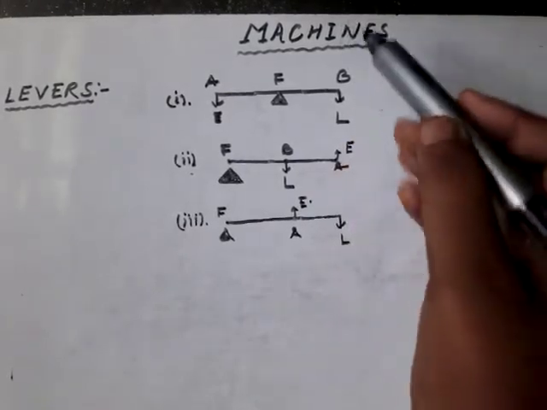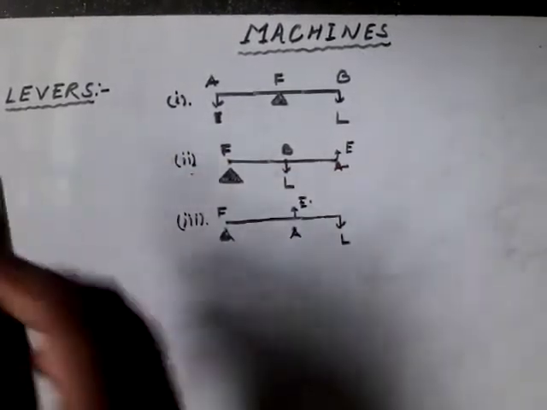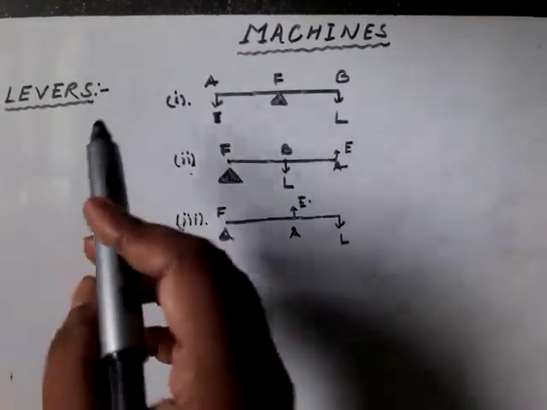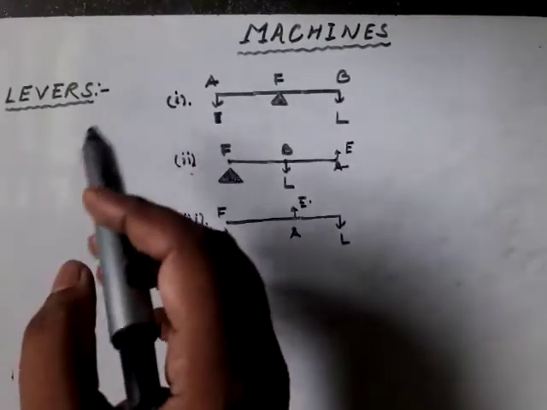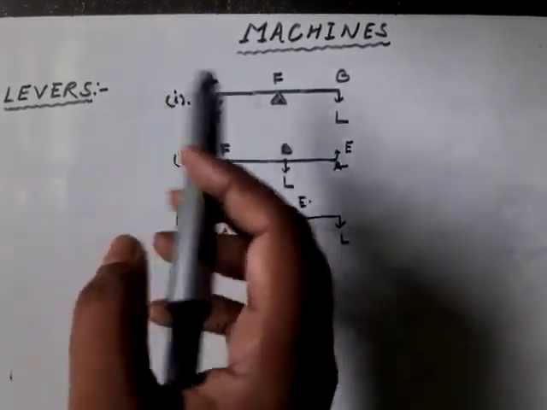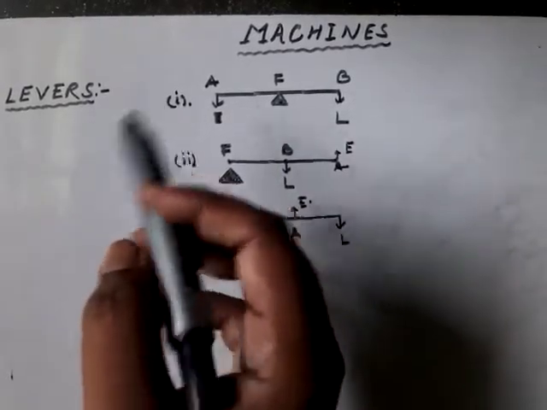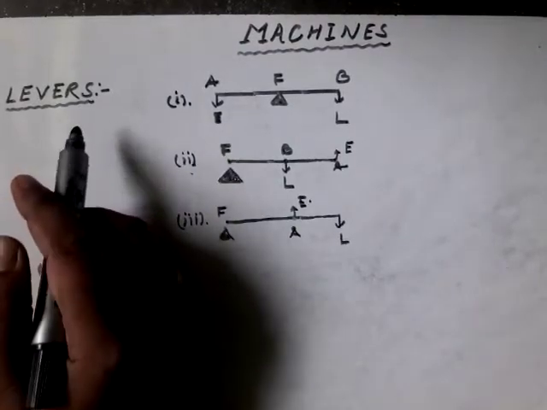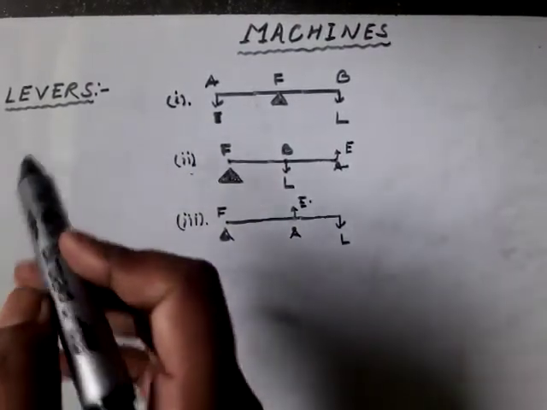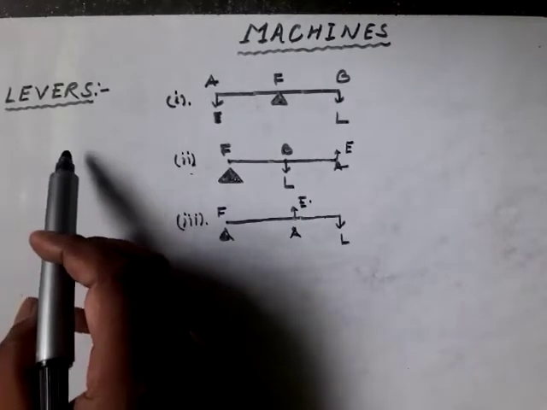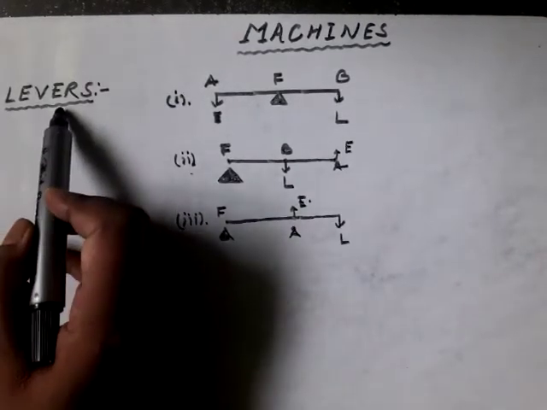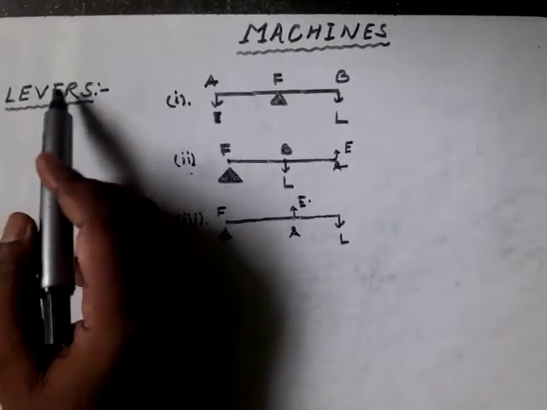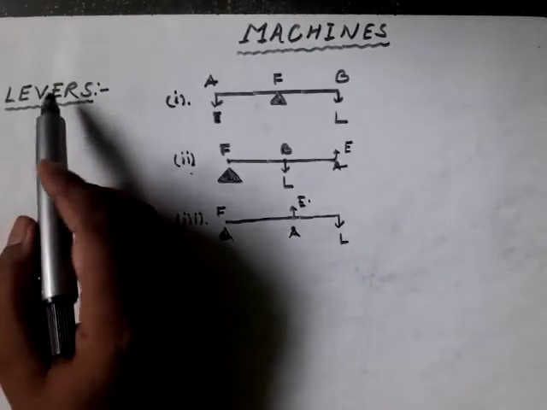So we will discuss here one by one. Dear student, in the earlier video we have already discussed mechanical advantage, velocity ratio and efficiency, and we have found the relation between mechanical advantage, velocity ratio and efficiency. Now in this video we are going to discuss levers. It is also an important part of any machine. Let's discuss levers.